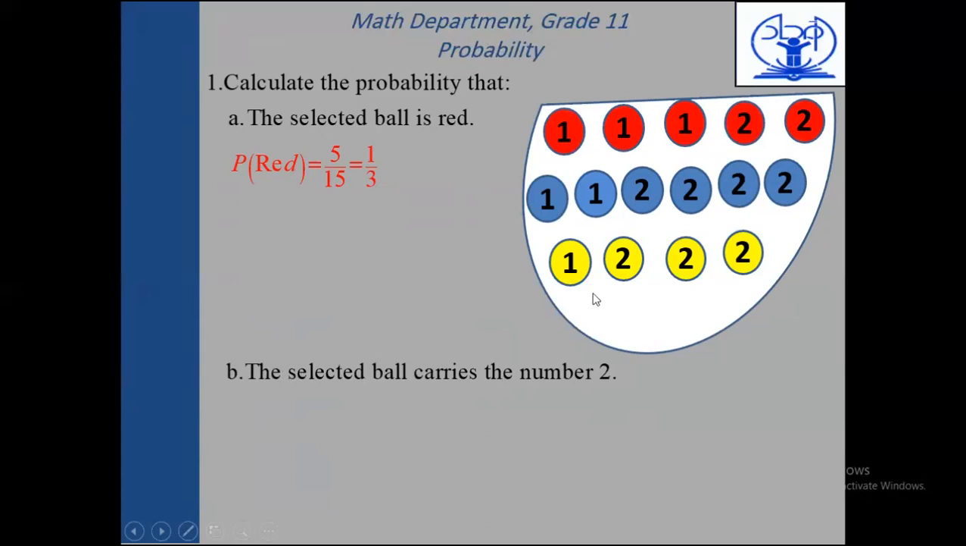Find the probability that the ball carries the number 2. Simply, you can count them. These are 3 plus 4 plus 2. So there are 9 such balls. So 9 over 15, 3 over 5.